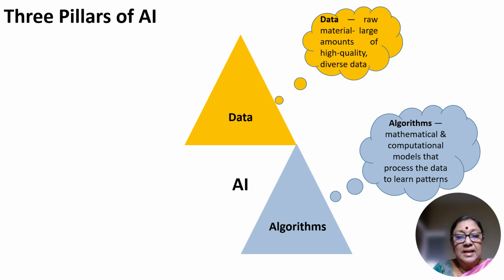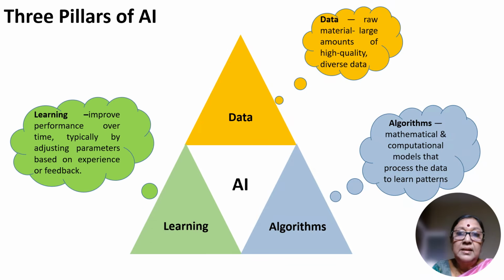Then the next part is algorithms. Algorithms are nothing but the mathematical and computational models that will process this data and learn patterns. Again, the important concept here is learning patterns. How does it learn patterns? It uses the data and uses mathematical and computational models to learn these patterns.